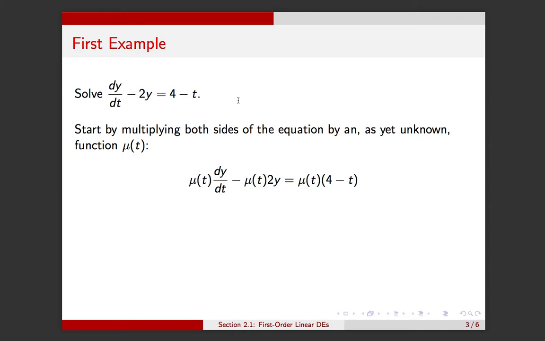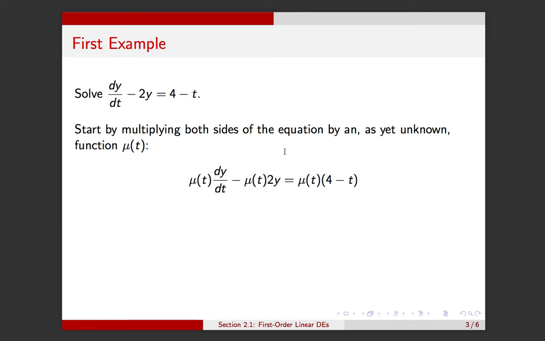Okay, so the way all of these problems work is that you start by multiplying both sides of the equation by a function mu of t. Now, once we've done this once, when we move on to our second example, we'll actually know precisely what mu of t is. But for now, we don't know it because I haven't explained the method to you. So you slap a mu of t everywhere in this differential equation.